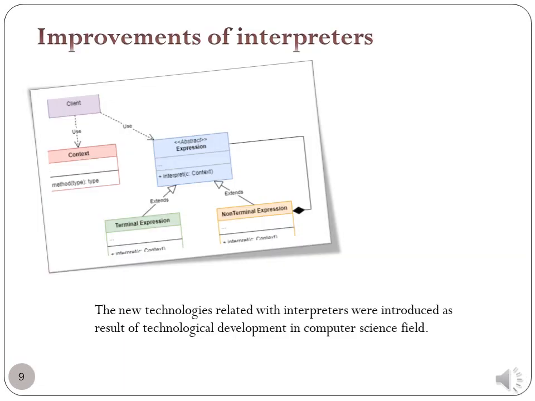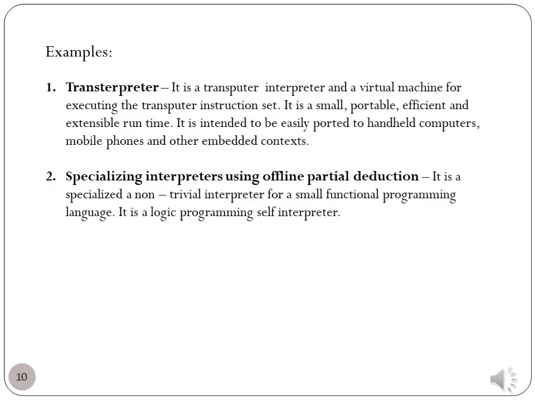Now we are discussing the development in interpreters. With the improvement in the technological field, interpreters also improved in technology. Transterpreter is one example. It is a transputer interpreter and it is small, portable and efficient. As well as that, it has an extensible runtime. It can be used in handheld computers and mobile phones also.